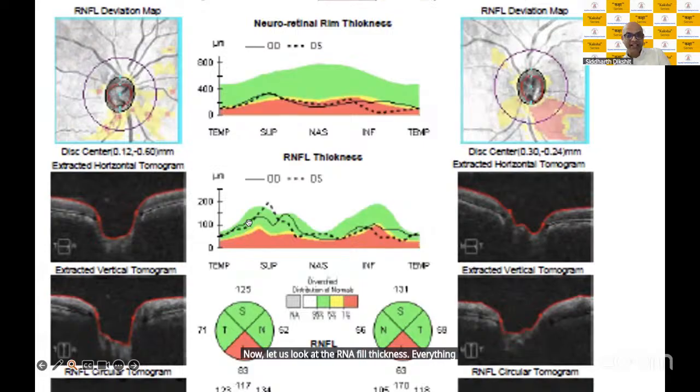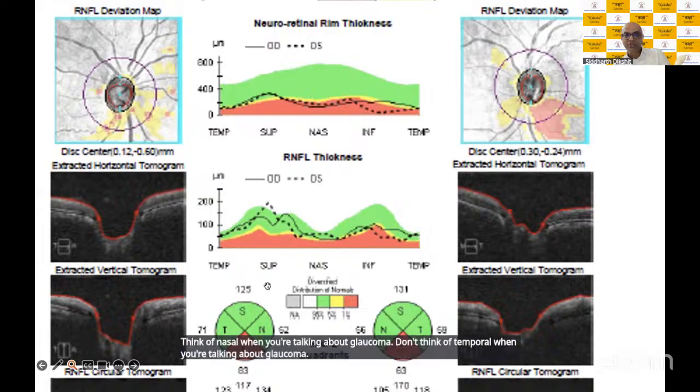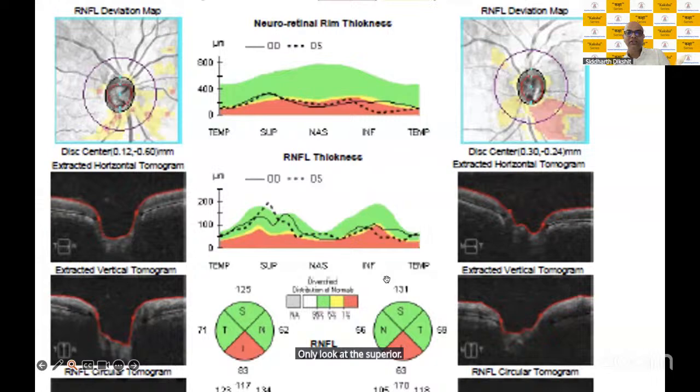Everything that is in green is good. Green is good. Nasal, we don't think of nasal when you're talking about glaucoma. Don't think of temporal when you're talking about glaucoma. Only look at the superior and the inferior measurements.